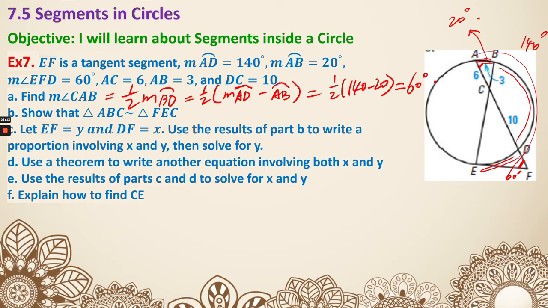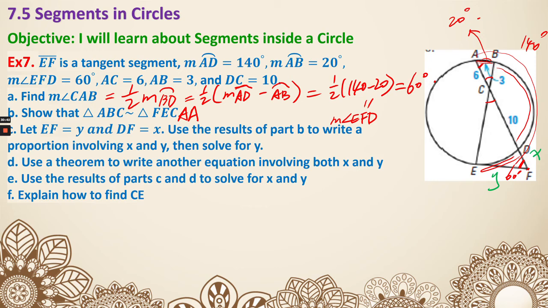Show that triangles ABC and FEC are similar. We already have a vertical angle right there, and that angle is 60 degrees that we just found, which is the same as the measurement of angle EFD. So by AA, we can prove they are similar. Next, part C. EF is y and DF is x. We're going to use the previous step to form a proportion.